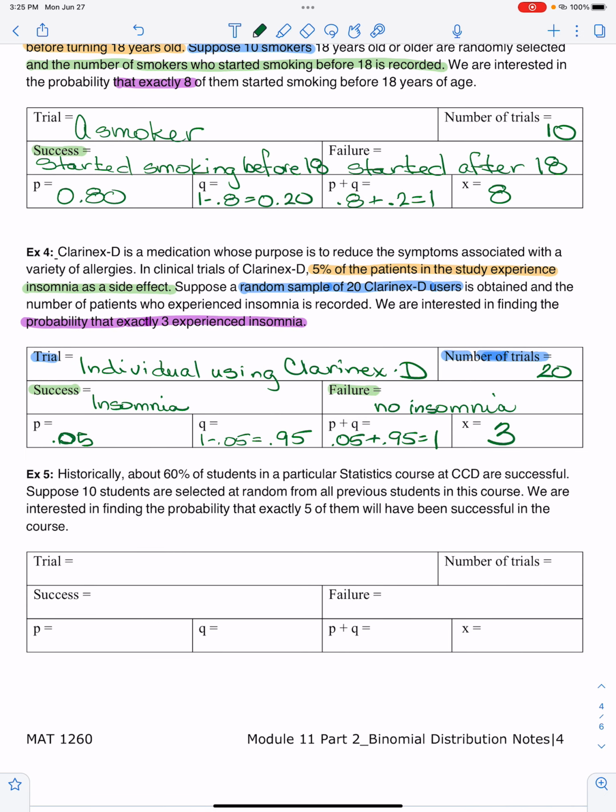Historically, about 60% of students in a particular statistics course at CCD are successful. So this time I'm going to fill as I go. My probability of success is 60%. Probability of failure then is 40%. Ten students are selected at random from all previous students in the course, so our number of trials is 10. Our trial is a previous student in stats.